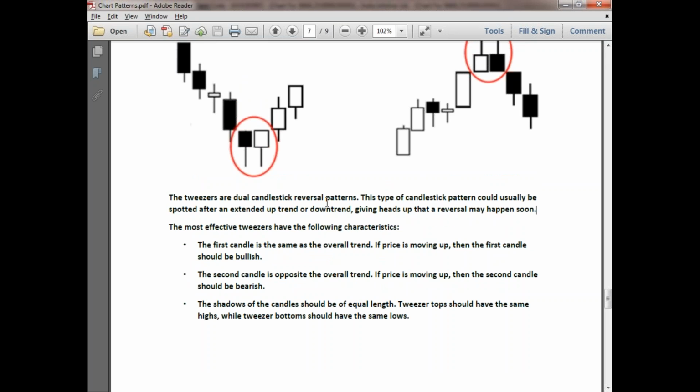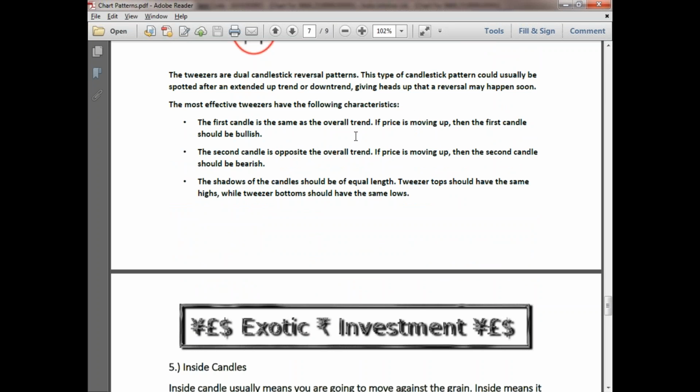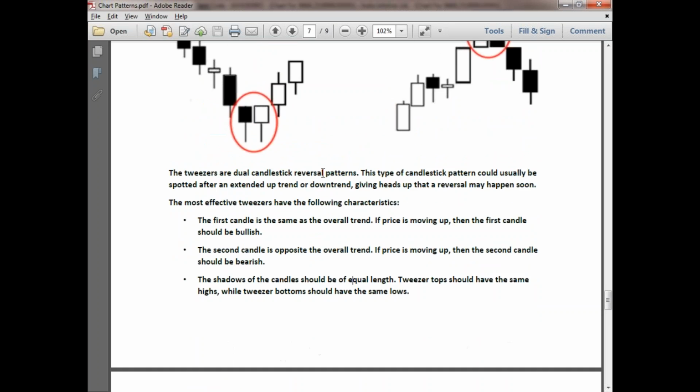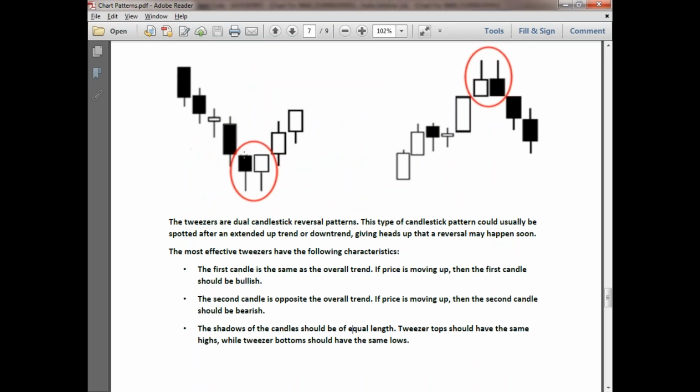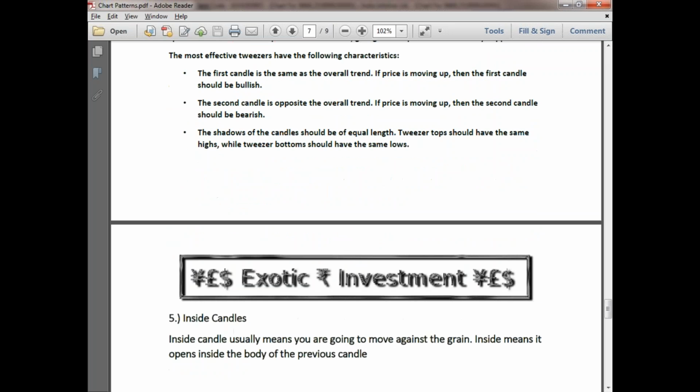Okay, so the first candle is the same as the overall trend. If the price is moving up, the first candle should be bullish. If the price is moving down, the first candle should be bearish. Okay, so the second candle is opposite of the overall trend. If the price is moving up, then the second candle should be bearish, and if the price is moving down, the second candle should be bullish. Okay, so the shadows of the candle should be of equal length. So the top and bottom of the body should be equal at the same point of each other. That is what the tweezer tops or tweezer bottoms means.